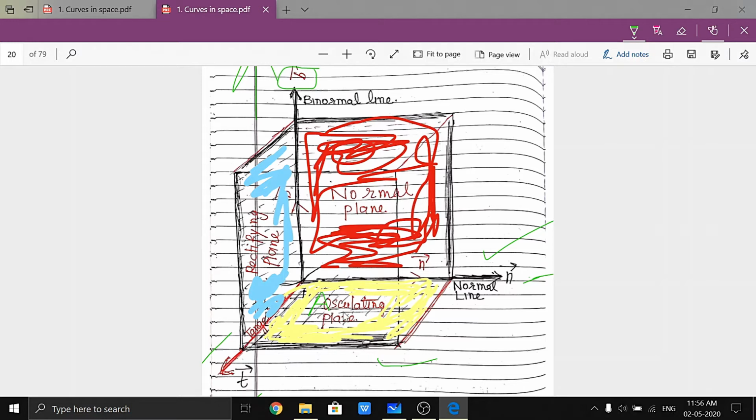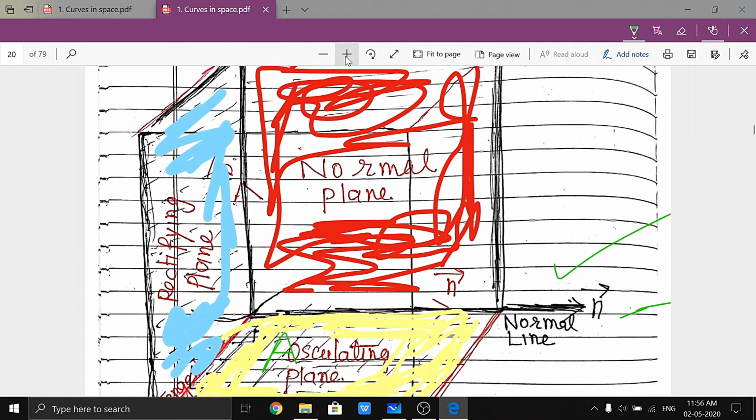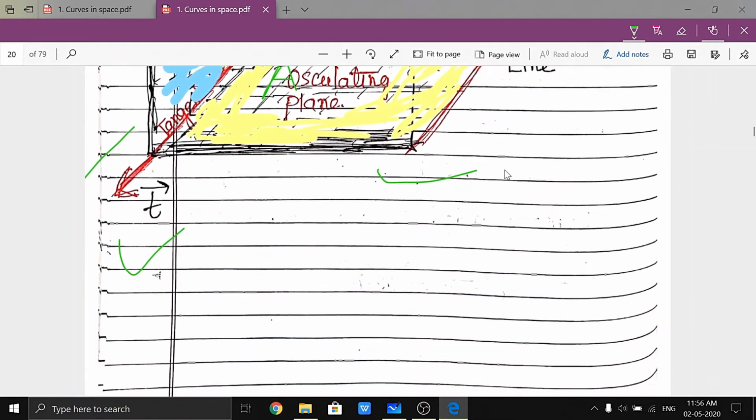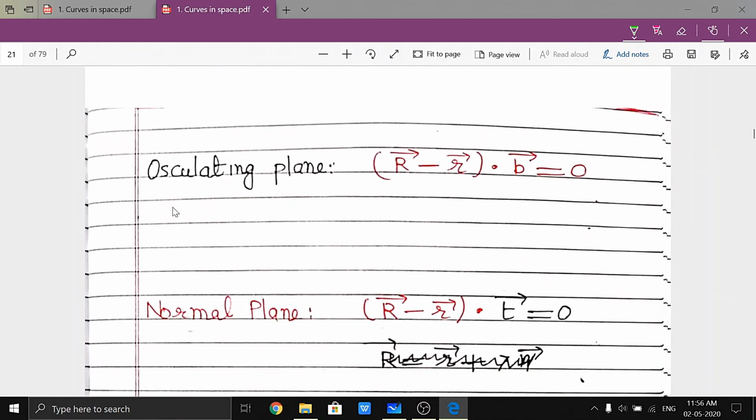From this geometry, we can find the equation of the osculating plane. If the position vector is capital R minus small r, what is the equation of the osculating plane? Capital R minus small r is perpendicular to the binormal, so their dot product is equal to 0. Similarly for the normal plane and the rectifying plane. So I repeat, the osculating plane is perpendicular to the binormal vector, so their dot product is 0.